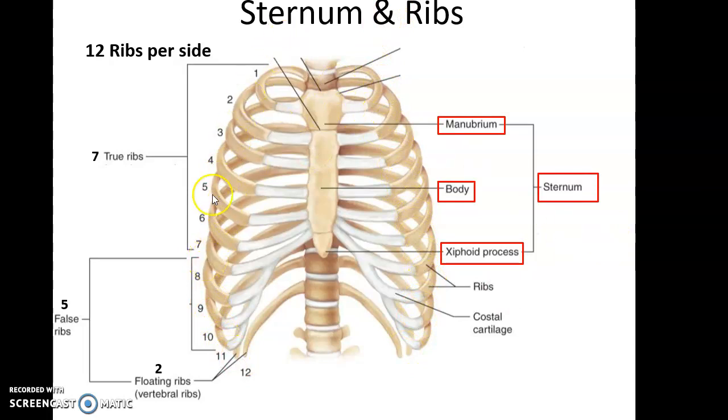Ribs 1 through 7 are true ribs because their costal cartilage attaches directly to the sternum. And then ribs 8 through 12 are false ribs because either their costal cartilage attaches to the costal cartilage of rib 7 or they don't attach at all. Ribs 11 and 12 do not attach at all, and they are also known as floating ribs because, again, they do not attach to the sternum. So 7 true ribs, 5 false ribs, and 2 floating ribs on each side of the thoracic cage.